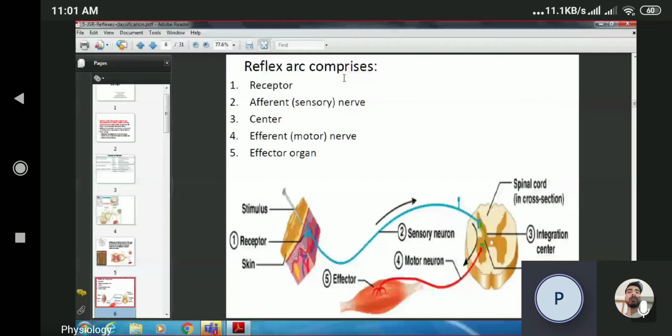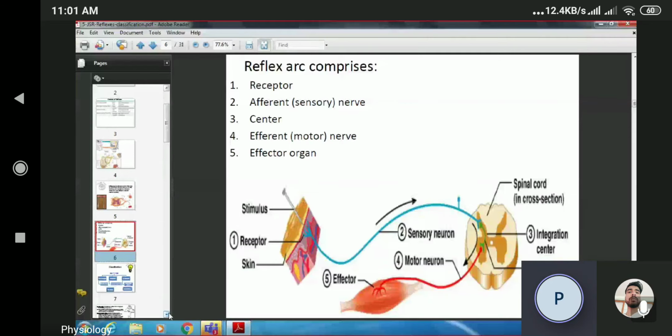After this, the same thing again for you to remember. Reflex arc means the path traveled by the reflex. This is the receptor, number one. Then the sensory nerve or afferent nerve, then the center. Fourth is the efferent nerve or motor nerve, and fifth is the effector organ.